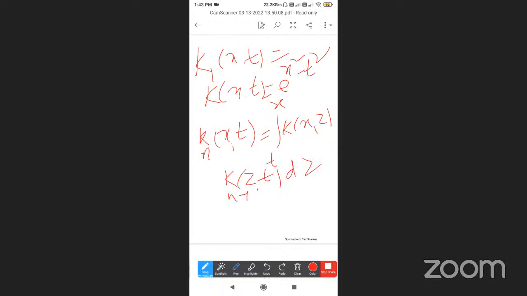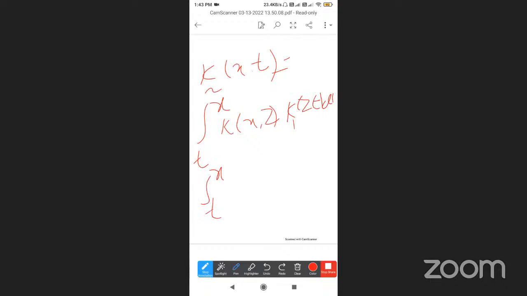So we have to apply n is equal to 2, the same as on page number 330. k2 of x comma t is equal to the integral with limits t to x of k of x comma z into k1 of z comma t dz. Here k of x comma z is e power of x square minus z square, and k1 of z comma t is e power of z square minus t square, into dz.